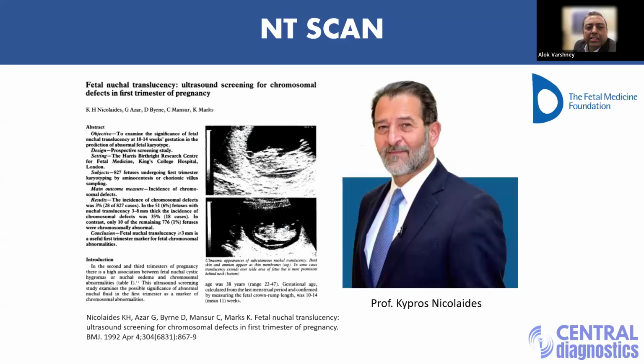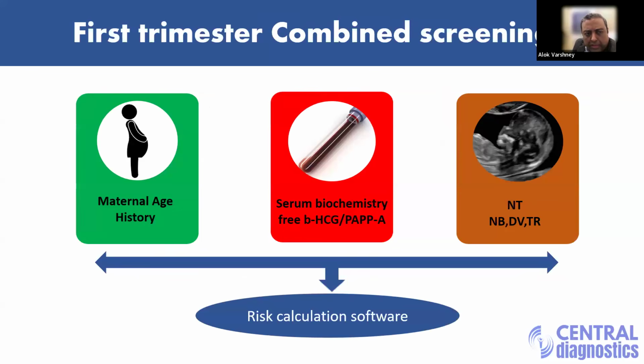So he realized that we can scan and measure the nuchal translucency, and that correlates with the aneuploidies such as trisomy 21, 18, 13, etc. So today, we do the first trimester combined screening by using maternal age, history, serum biochemistry, and the ultrasound markers, and then we run it through a risk calculation software.